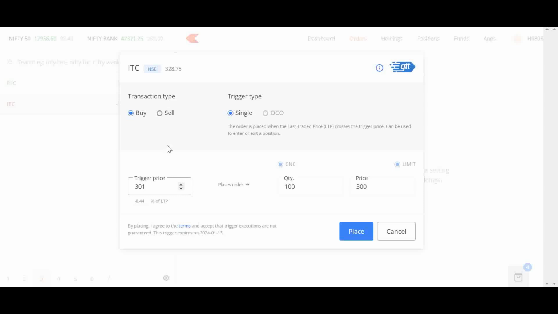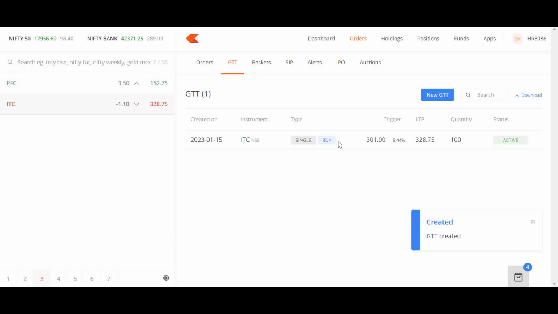In case you have some other stocks in your holdings and you'd like to sell them when they reach certain levels, let's say you bought ITC now for 328 and you are going to sell it when ITC reaches 400, then for that also you can create it. Once you have created this GTT, just click on place. So this order will get placed like this.